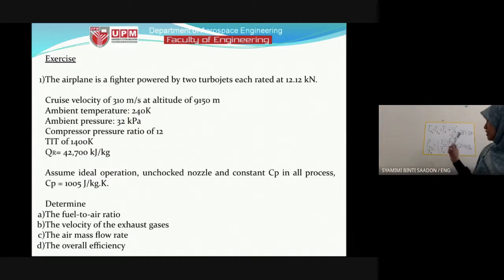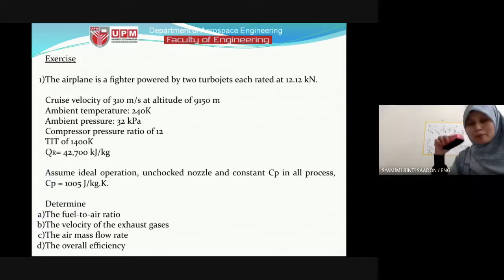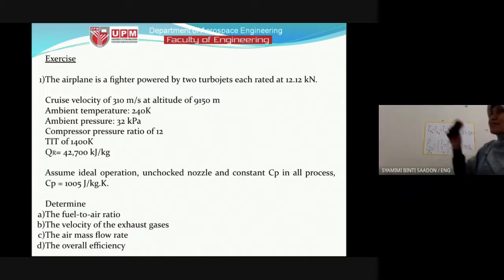So P not 2 is 60.4 kilopascal, around that. And then next is point 3. For point 2, at the inlet of the compressor, sebab saya nak padam, kita nak buat point 3 pula. We want to do point 3, the exit of the compressor. This is point 2: 287 and 60 kilopascal, around that. Okay, next.